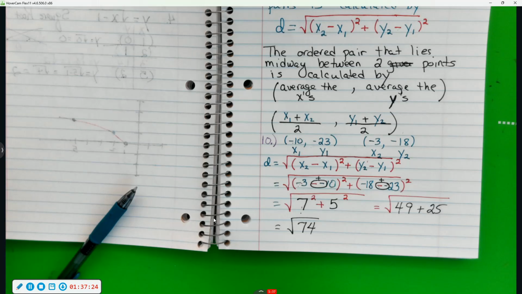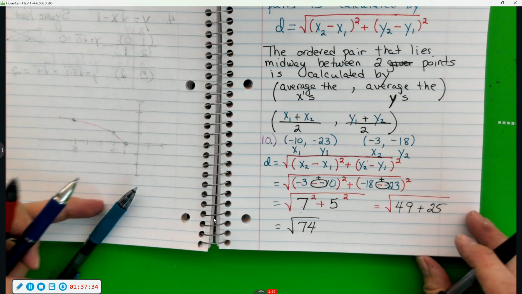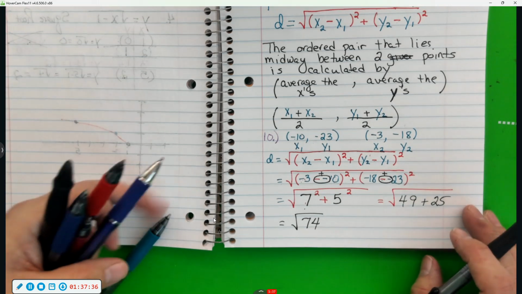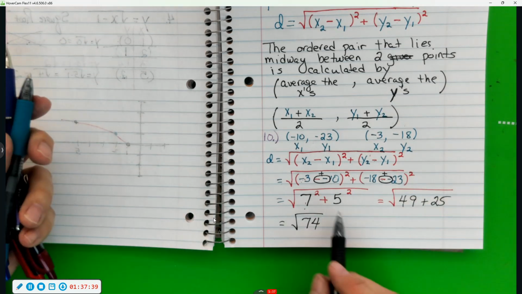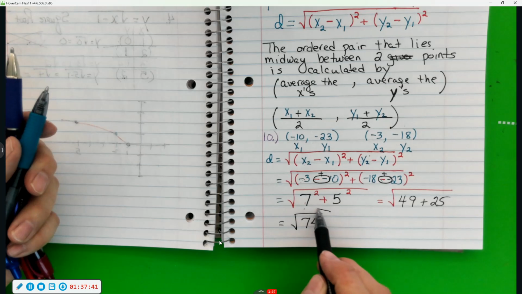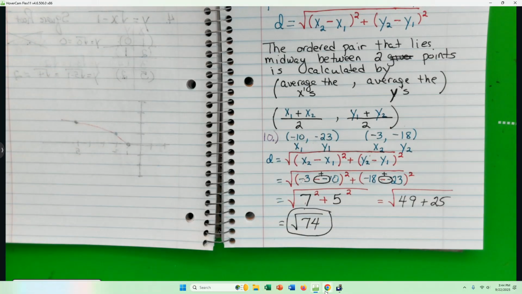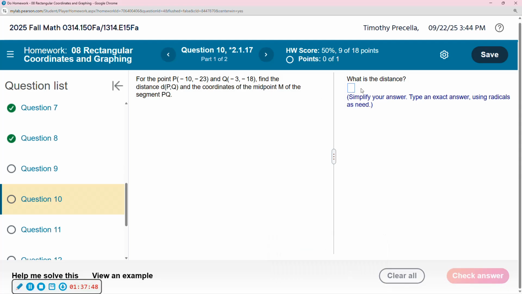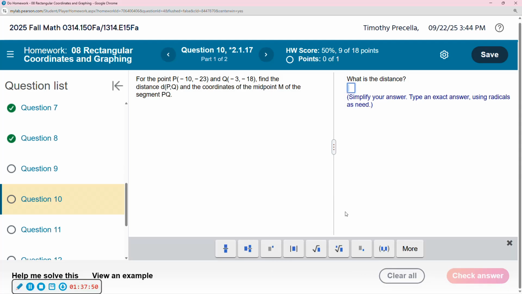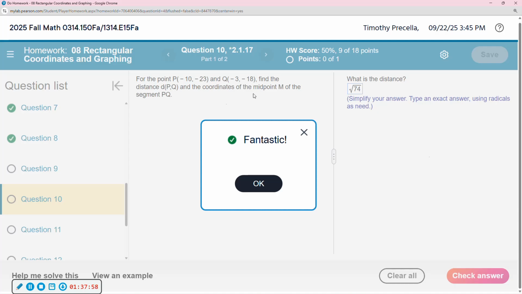Can we simplify square root of 74? 2 times 37, aren't those the only two numbers that multiply together to give 74, other than 1 and 74? Well, yeah. And so neither of those are perfect squares. So here the distance is square root of 74. That would be the exact value. It's going to be 8 point something units. We click the square root hot button. We type the 74 underneath.